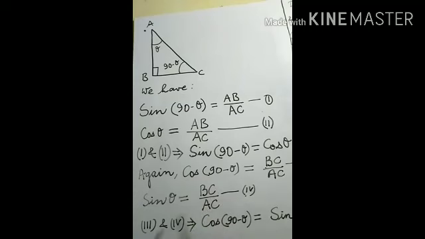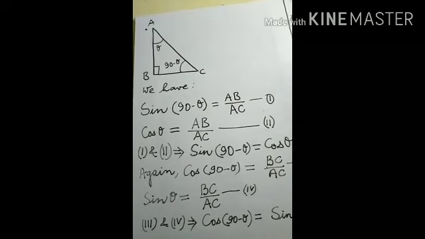After comparing third and fourth, cos 90 minus theta equals sin of theta, because cos 90 minus theta is equal to sin theta and both are equal to BC upon AC. So after comparing, we have cos 90 minus theta equals sin theta. In this way, we have proved sin 90 minus theta equals cos theta. It is proved here. Similarly, cos 90 minus theta equals sin of theta. Other relations can also be established, and we have to examine other relationships also.